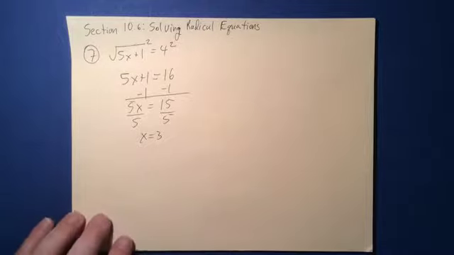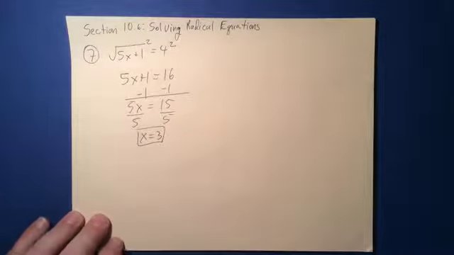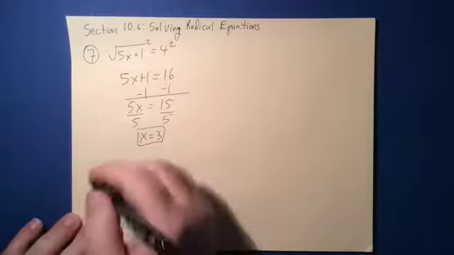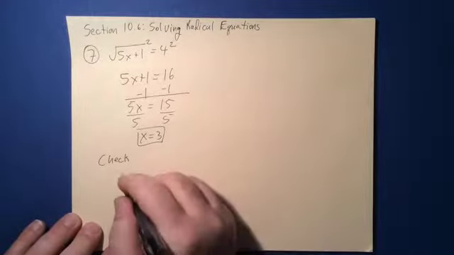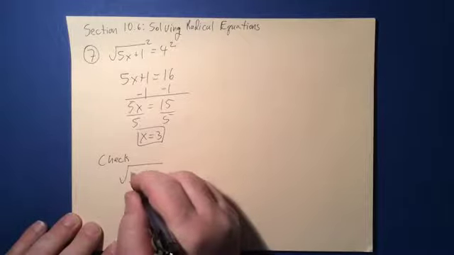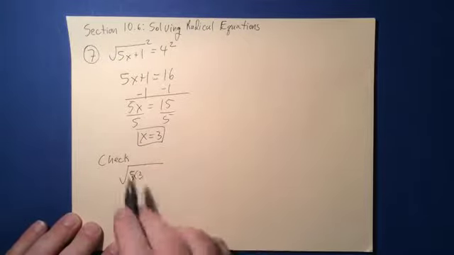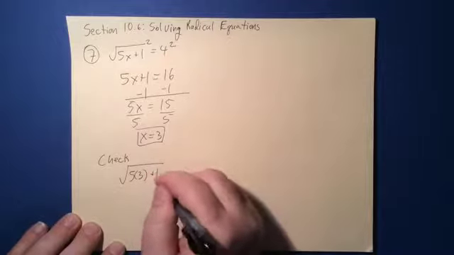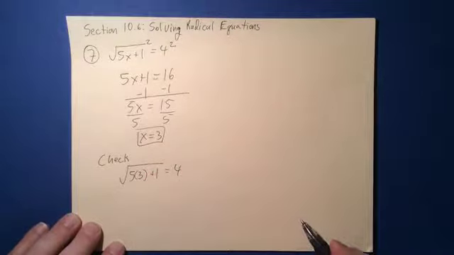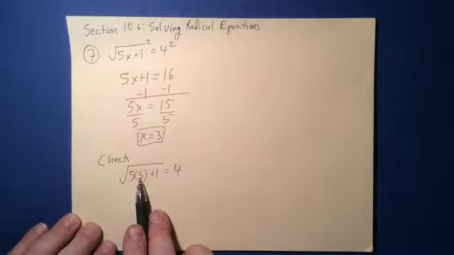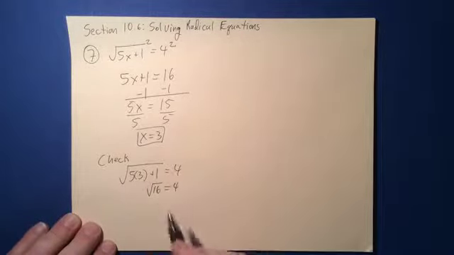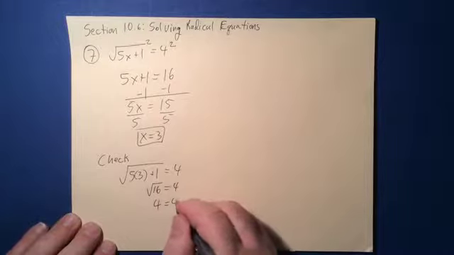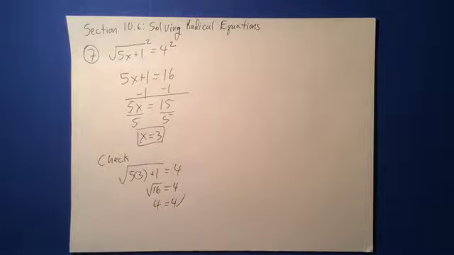So what we need to do is to take whatever solution, or solutions, because sometimes we get more than one, and do a check with them. What we're going to do is take that value and plug it into the original problem. So it's going to be 5 times 3, because that's where the x is, plus 1, and see if we get that to be 4. Well, 5 times 3 is 15, plus 1 will be 16. And yes, the square root of 16 is 4, so that holds out to be true. That answer does, in fact, check out.